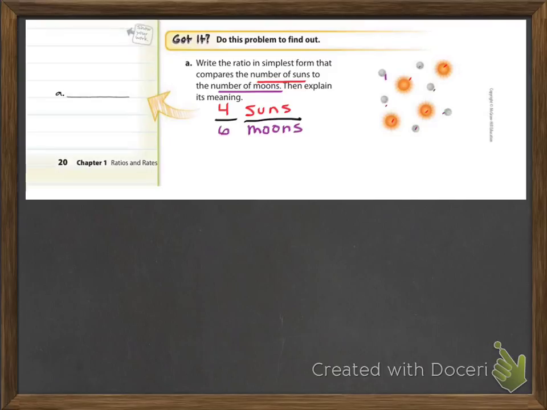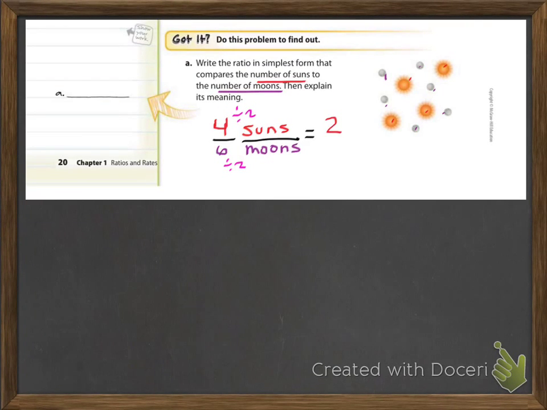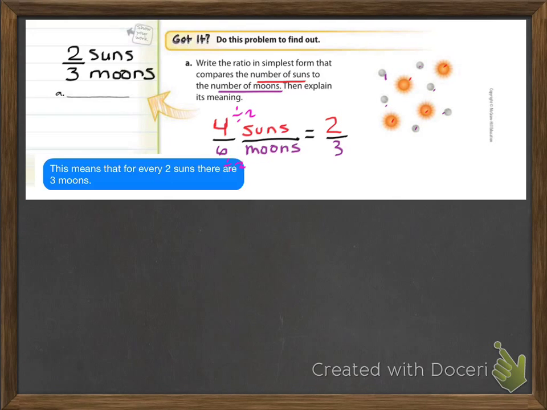So we have 4 to 6, but again, that's not in simplest form. So we're going to go ahead and use our pink here to divide out 2 from each of those, because you can divide 2 out from 4 and 6. So now 4 divided by 2 is 2, and then 6 divided by 2 is going to give you 3. So that means you have 2 suns and 3 moons, and the explanation looks like this. So I would be okay if you wrote 2 suns to 3 moons. You do want to have them labeled because we want to make sure that we know what they are, and then you want to make sure that you have the explanation.